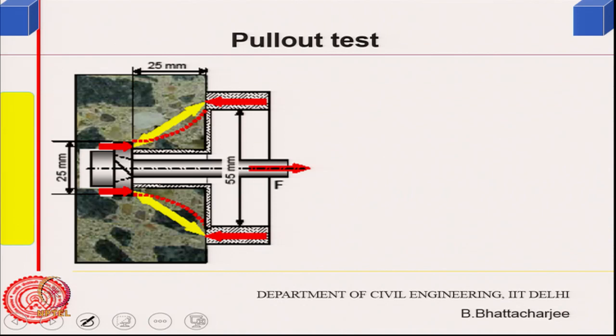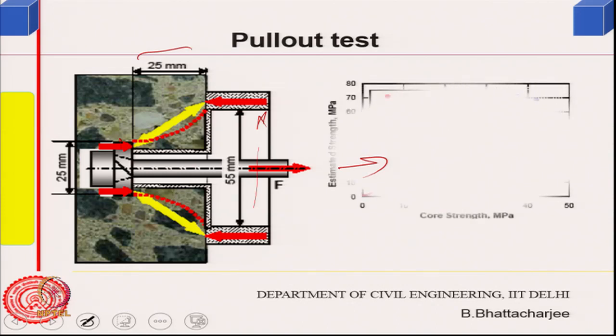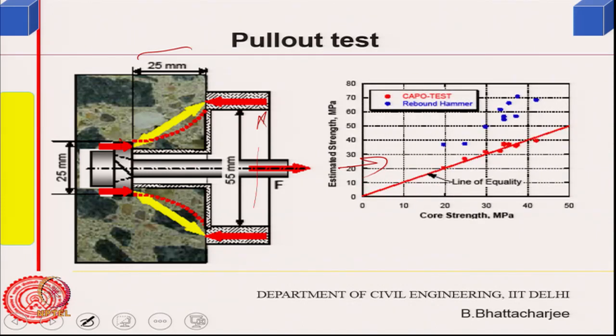It looks something like this. So, this is how it looks like, right. You pull it like this, 25 mm here, 55 mm is this, and 25 mm. So, you are trying to pull like this, this is the flange, it pulls it, and as it pulls, the pull out force can be correlated to strength.